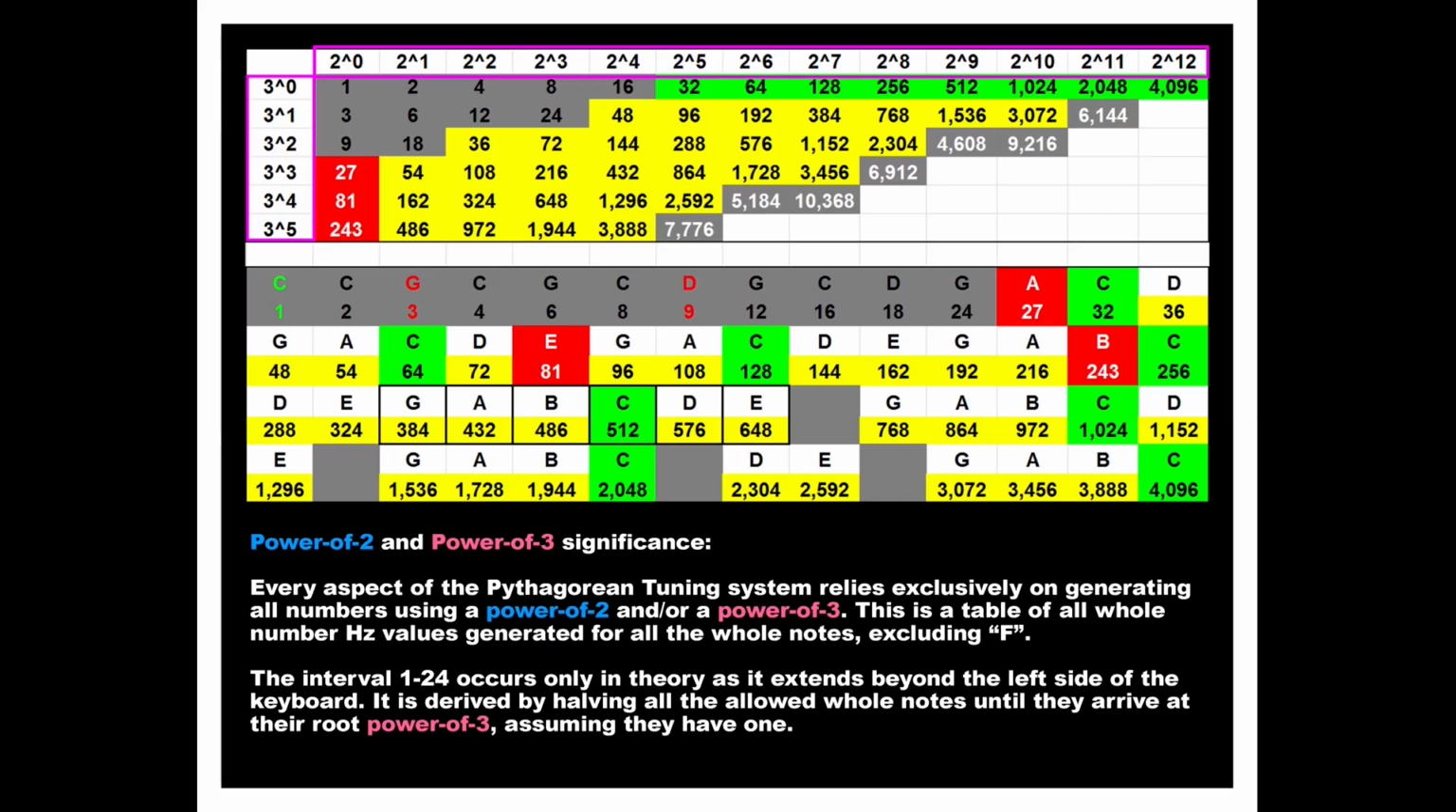It is derived by halving all the allowed whole notes until they arrive at their root power of 3, assuming they have one. So we can see at the top table, we have powers of 2 going along the column headers, powers of 3 along the row headers, and all of the numbers they generate. Gray numbers occur in theory. All the other numbers are actual numbers that occur on the piano keyboard. And then I also listed them at the bottom according to ascending order.